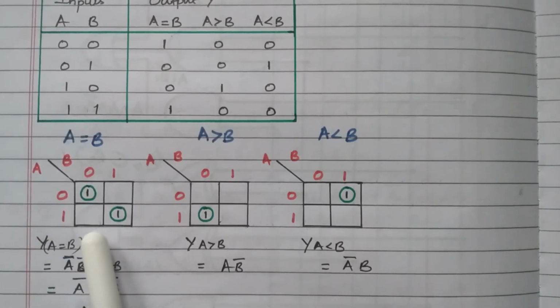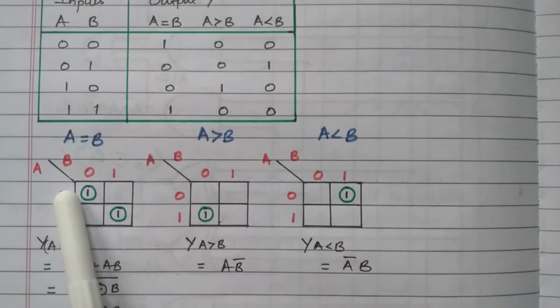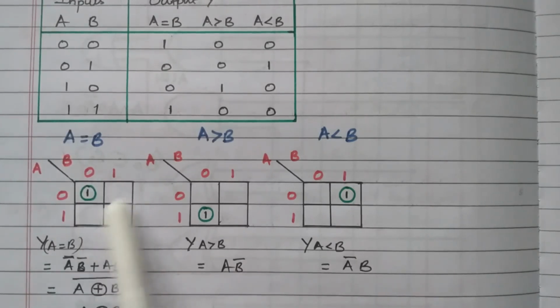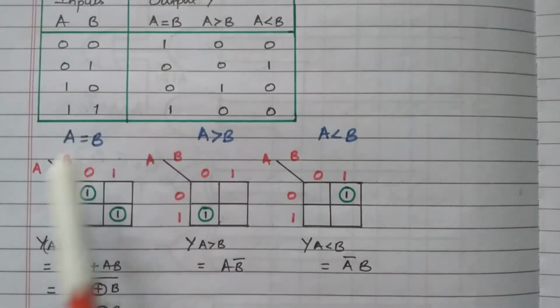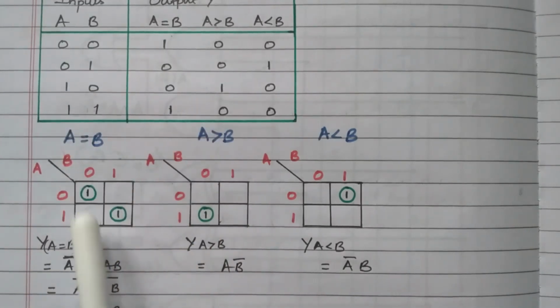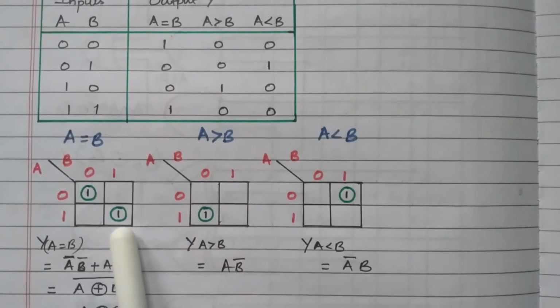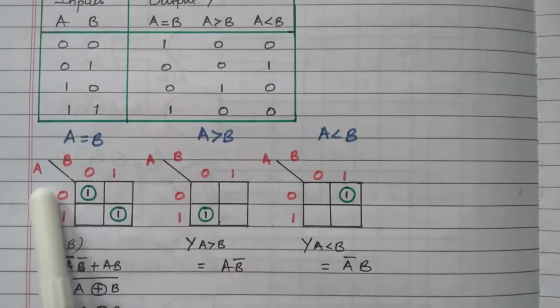Right. From the table we can mark it as 0, 0. For 0, 0 it is 1. For 1, 1 it is 1. So these two, 0, 0 and 1, 1. The first cell is 0, 0, second cell is 0, 1, third cell is 1, 0, fourth cell is 1, 1. So 0, 0 and 1, 1 have 1. Remaining are 0.